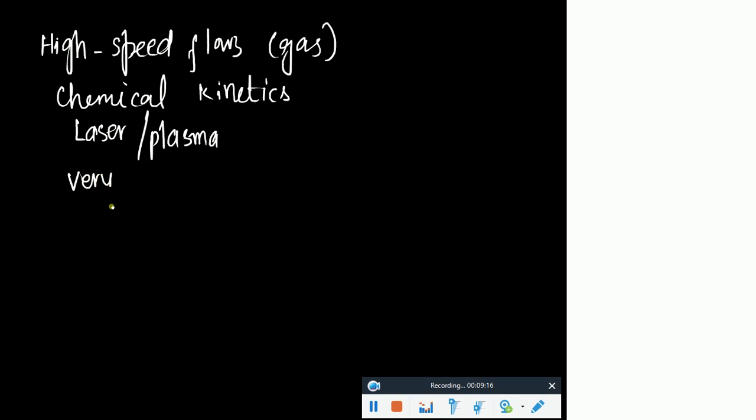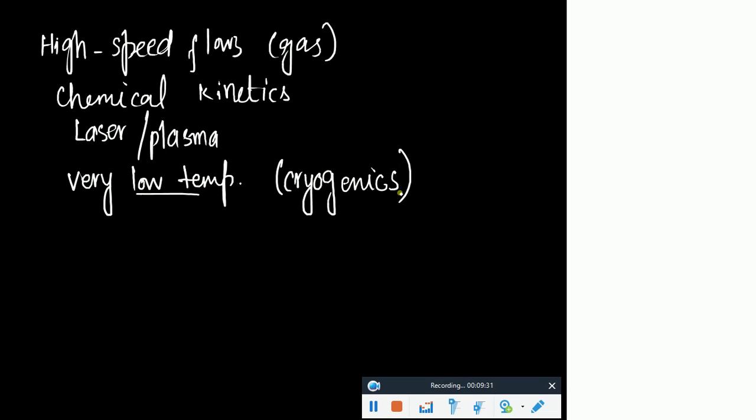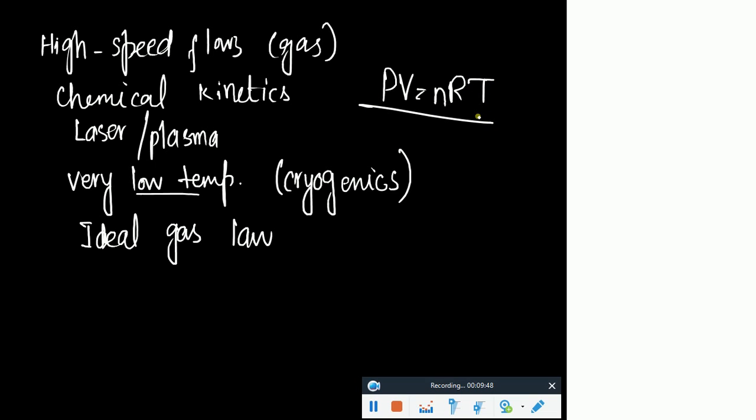Then if you talk about very low temperature applications, generally those materials which are dealing with very low temperatures, these are known as cryogenics. Just remember this term, cryogenics. And there are other things as well. By the way, this is also needed to define the ideal gas law. Do you remember that? I hope so. So these are a few applications of statistical thermodynamics.